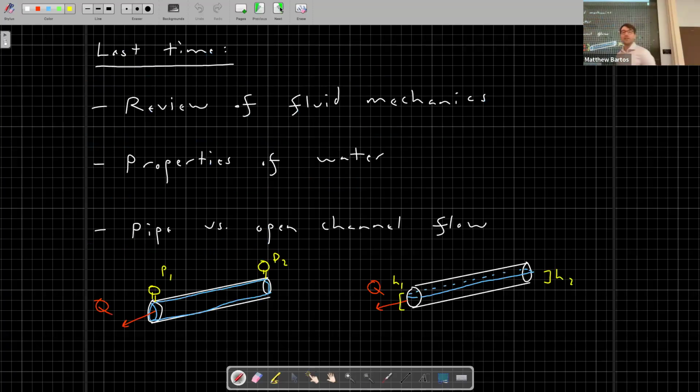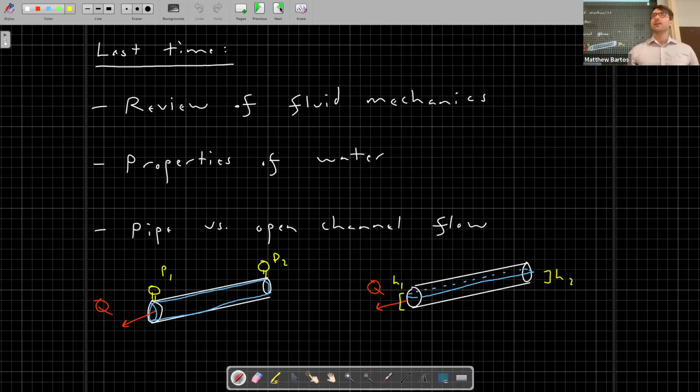So last time we did a quick review of fluid mechanics. We talked about your top 10 concepts from fluid mechanics. We talked about things like Reynolds transport theorem, hydrostatic law, conservation of energy, Bernoulli's equation, all that good stuff. We also talked a bit about intrinsic properties of water. So these are properties that you're going to need to keep in mind when doing problems for this class.